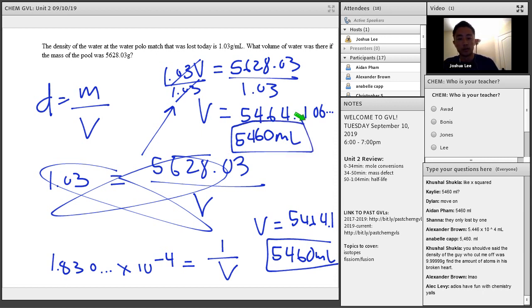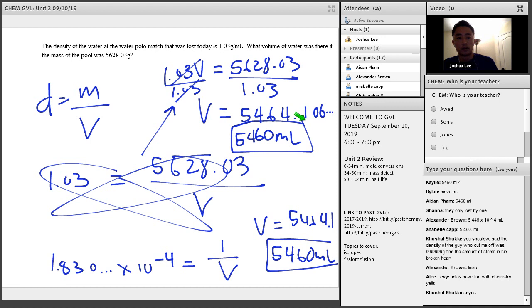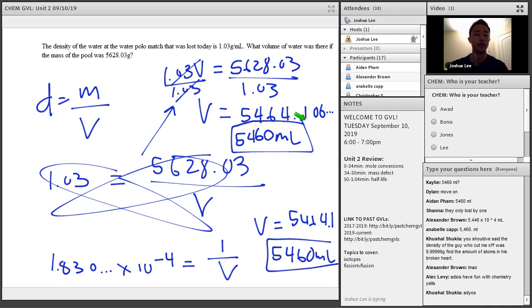Good. So that's density stuff. It's just algebra. If you want more practice, watch the other GVL. We probably went a little bit more in depth for that one.